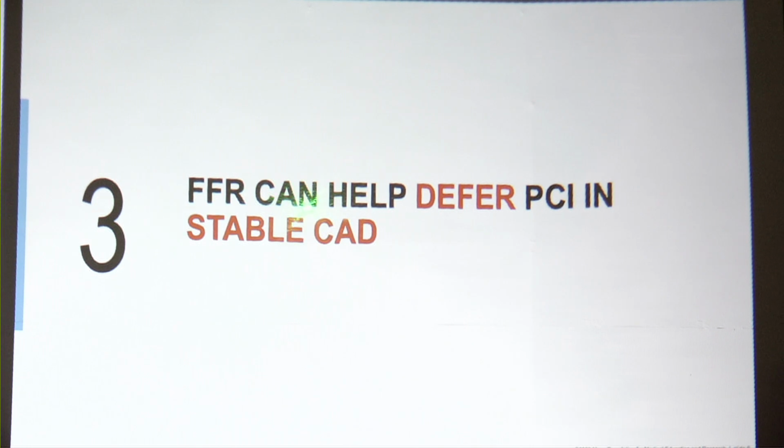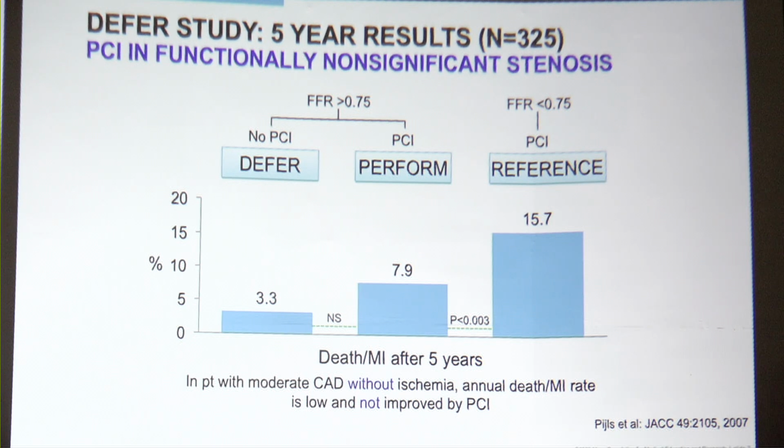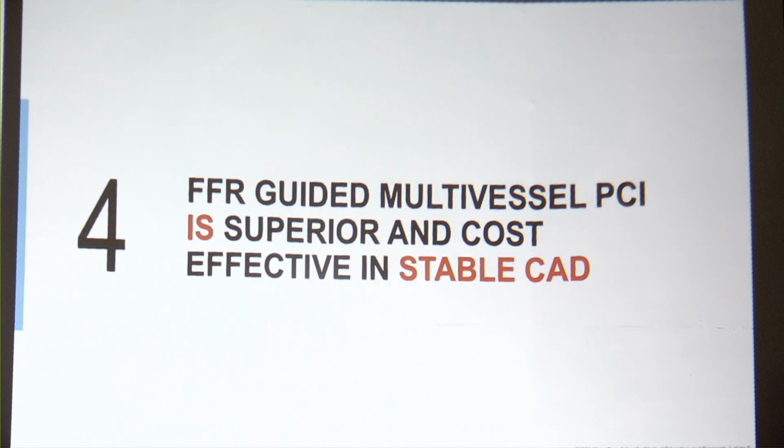Point number 3: FFR can help defer PCI. This is the foundation of why pressure wires are used, and it was studied in the DEFER trial. It has an unusual design by today's standards: they randomized patients with an FFR of more than 0.75 to medical therapy versus PCI. So they actually did PCI in patients who didn't need it. This was at the time the pressure wire was first launched, and we needed to establish this kind of data. Not surprisingly, if you did angioplasty in people who didn't need it, they didn't do so well. So deferring PCI has good scientific grounds based on the cutoff of 0.75.